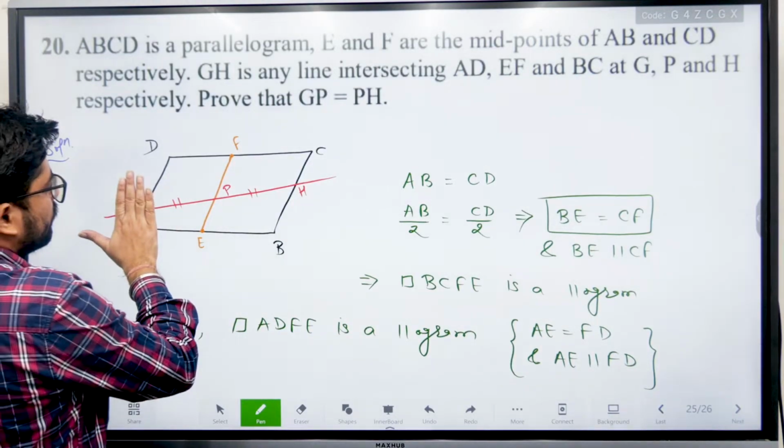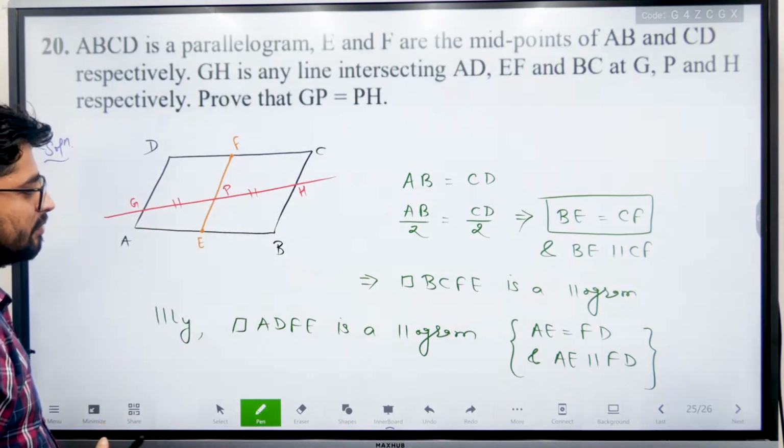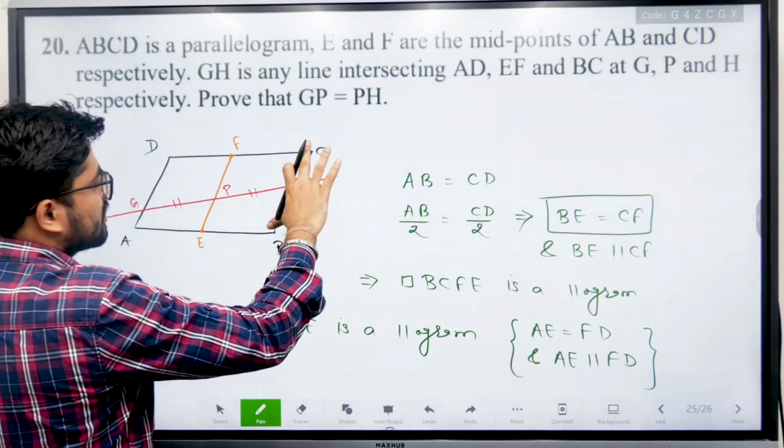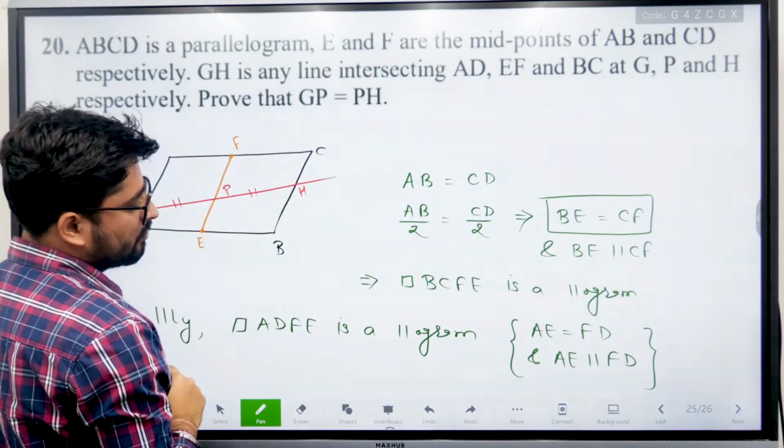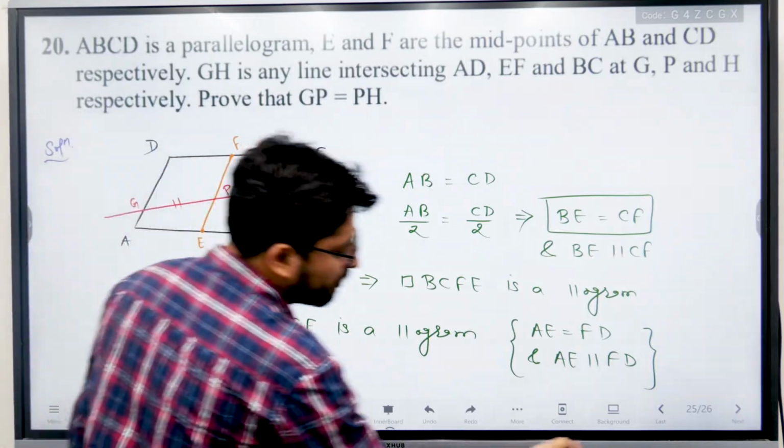So now you know these are the parallelograms. From the first one you can say BC is parallel to EF.